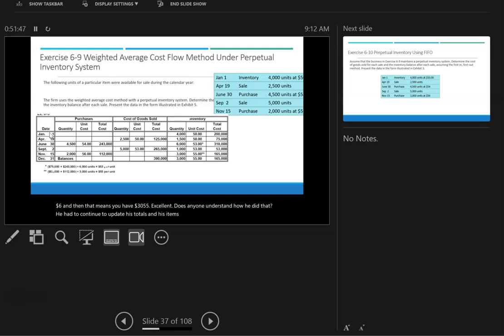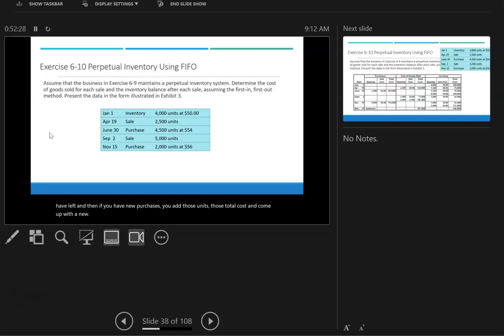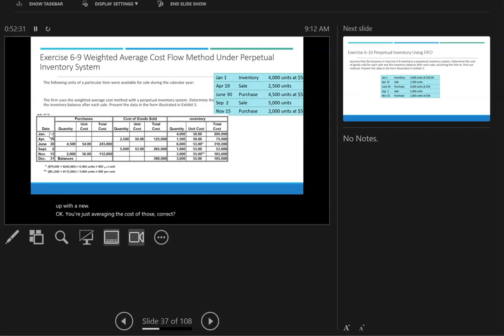Yes. Is the weighted average that you, because I ended up with just a slightly different number by the end of it, 53.33 for my ending average unit cost. You add the average of only the inventory you still have left. Correct. You don't weigh in what you've already sold. No. So you only keep what you have left, and then if you have new purchases, you add those units, those total costs, and come up with a new average. Gotcha. You're just averaging the costs of those? Correct. Just keeping it updated.